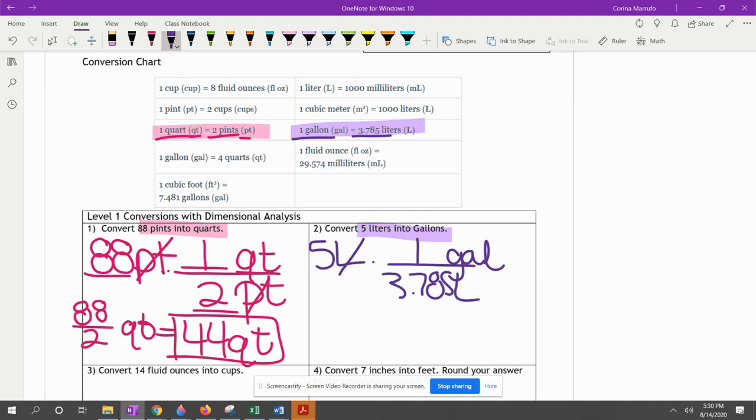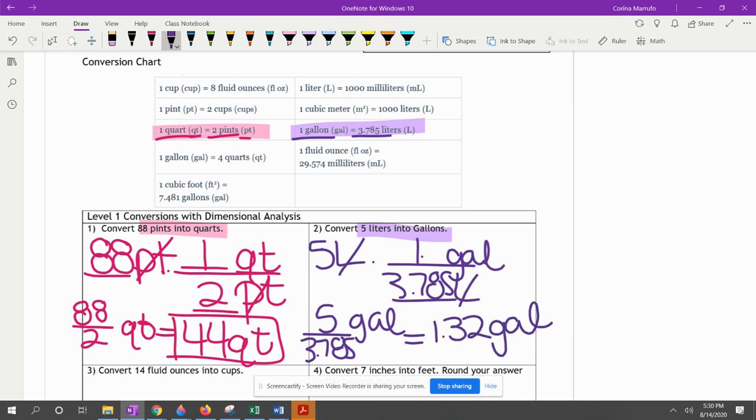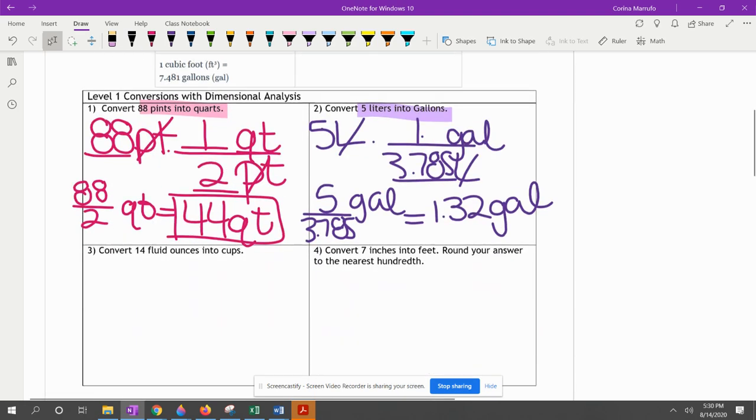And then the liters cancel with the liters, and we multiply the top. So 5 times 1 is 5 gallons. And then on the bottom, I have 3.785. And so in our calculators, we're going to go ahead and divide 5 divided by 3.785. And that gives us 1.32. And our units are gallons. All right, the next one.